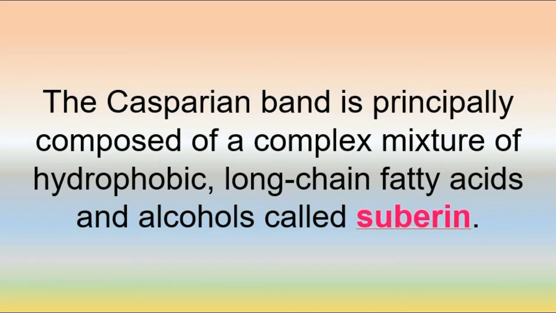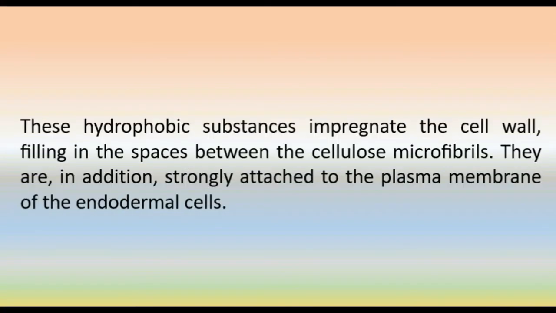The Casparian band is principally composed of a complex mixture of hydrophobic, long-chain fatty acids and alcohols called suberin. These hydrophobic substances impregnate the cell wall, filling in the spaces between the cellulose microfibrils. They are, in addition, strongly attached to the plasma membrane of the endodermal cells.